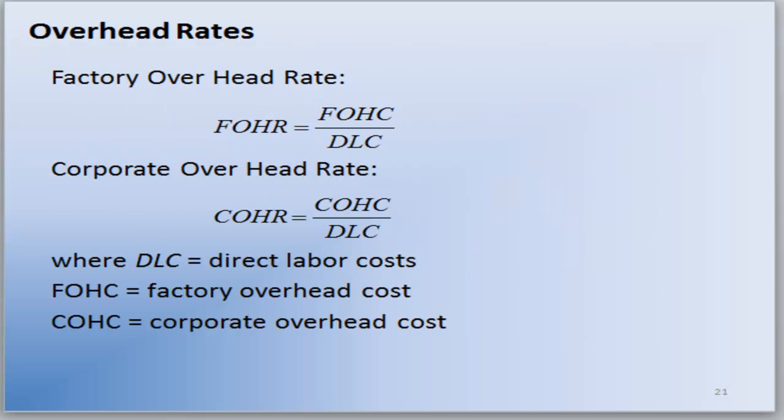So we can calculate the overhead rate by using the factory overhead rate and corporate overhead rate. Factory overhead rate is calculated as the ratio of factory overhead expense to direct labor expense. FOHR equals FOHC divided by DLC. And also we can calculate the corporate overhead rate, which is the ratio of corporate overhead expense to direct labor expense. COHR equals COHC divided by DLC. Here DLC is the direct labor cost, FOHC is factory overhead cost, COHC is corporate overhead cost.